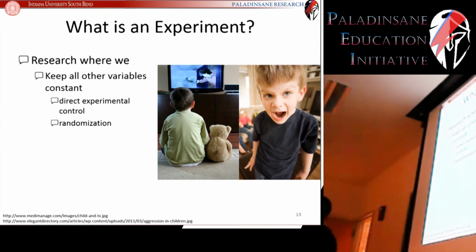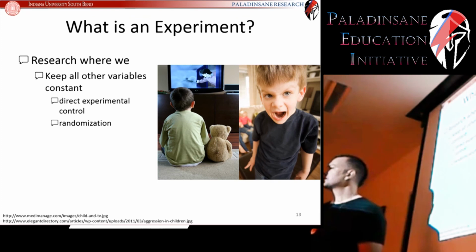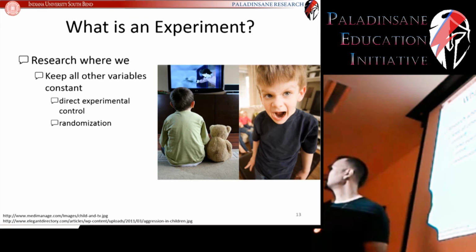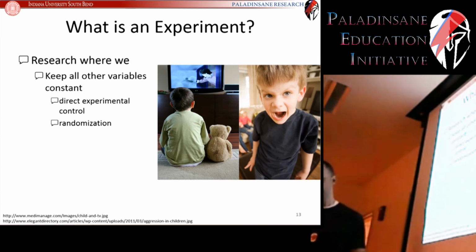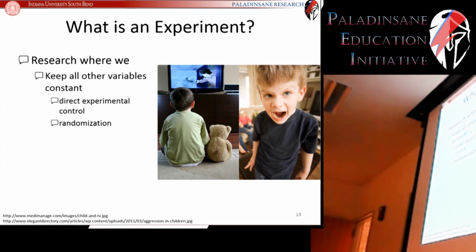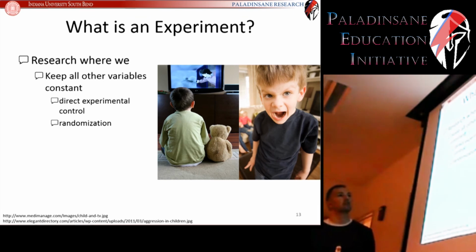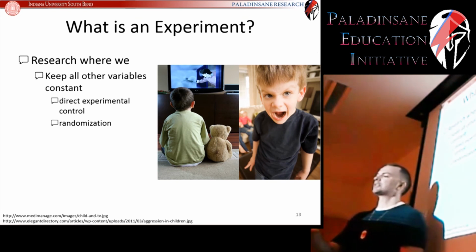So randomization, splitting subjects up into random groups, assigning them into groups based on randomization, random numbers, for example. That is your best way to keep all other variables constant. Another way to keep all other variables constant would be this direct experimental control, where you keep those things constant.